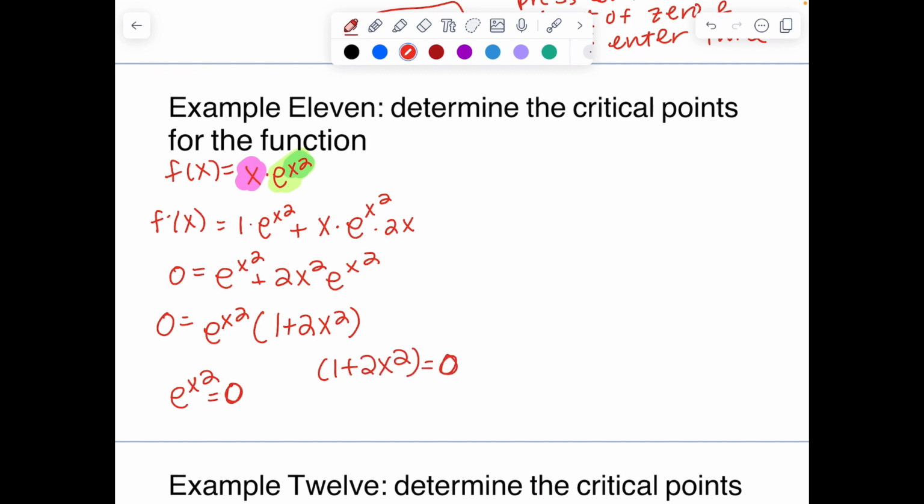So let's handle the one on the right first. If I do this, I would subtract 2x squared on both sides. I'd get 1 equals negative 2x squared. I divide both sides by negative 2, and I get negative 1/2 equals x squared.